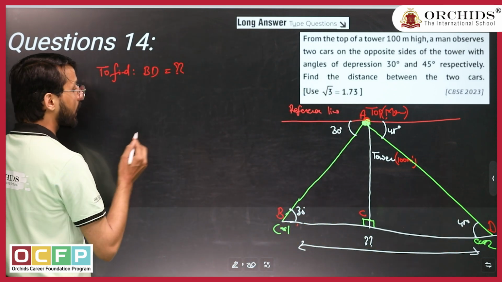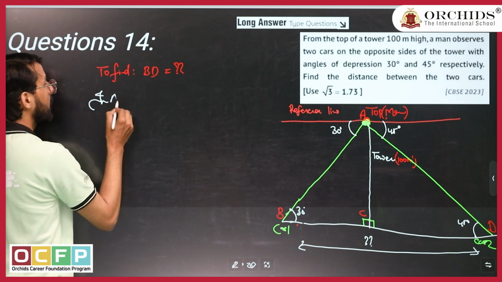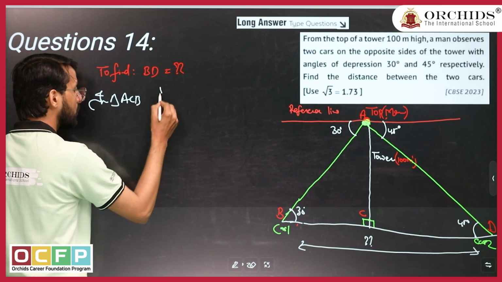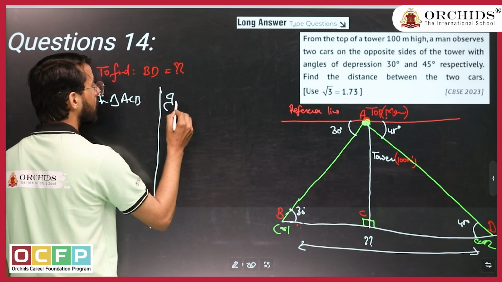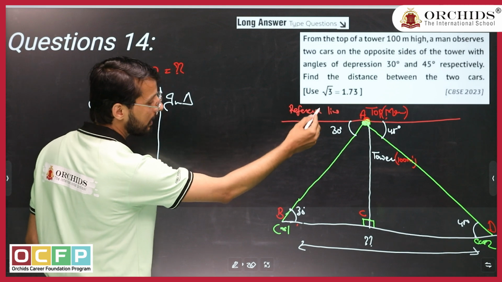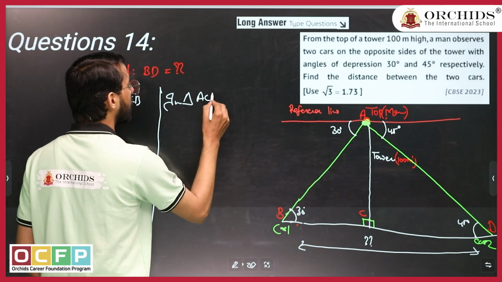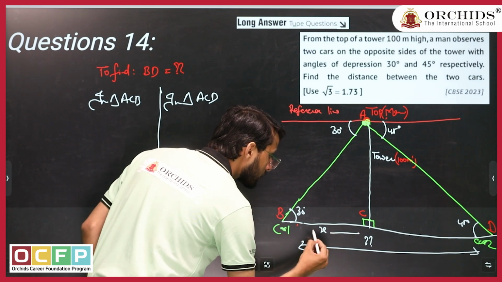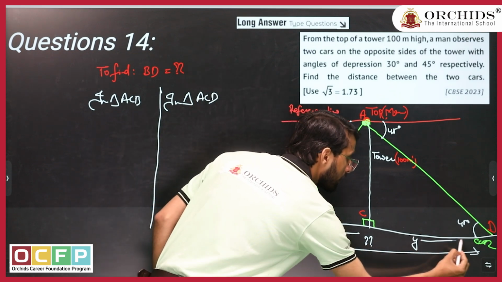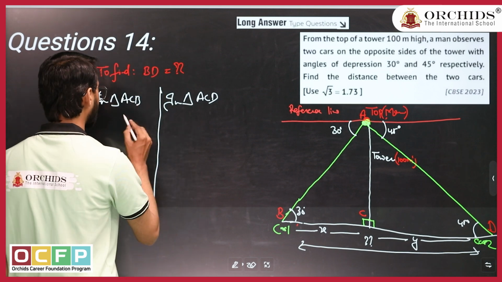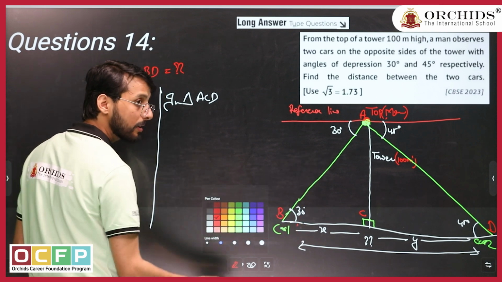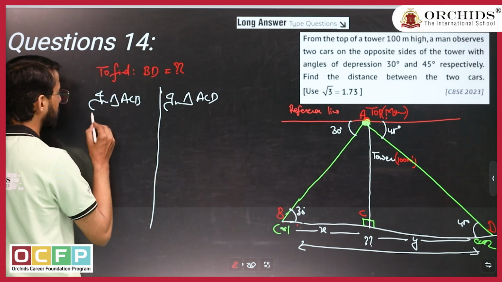So I am taking two triangles. First, triangle ACB. At the same time, parallelly, I am taking the other triangle also, triangle ACD. Can we see that this value we know, suppose this is x and this is y. So what will happen here? We know the tower height, we need the base. Height by base is nothing but tan 30.